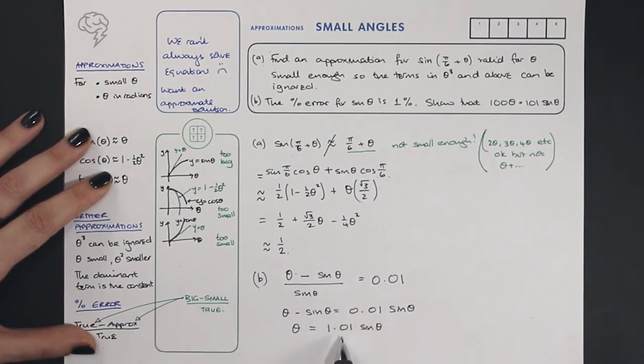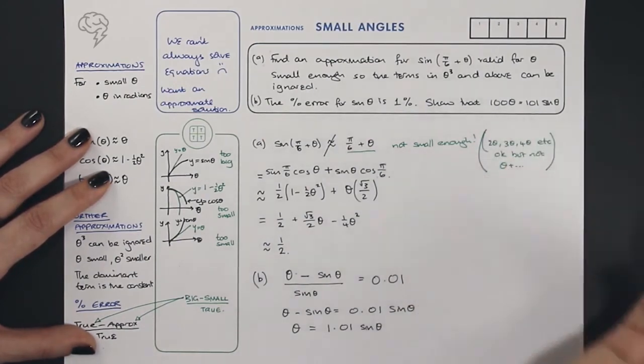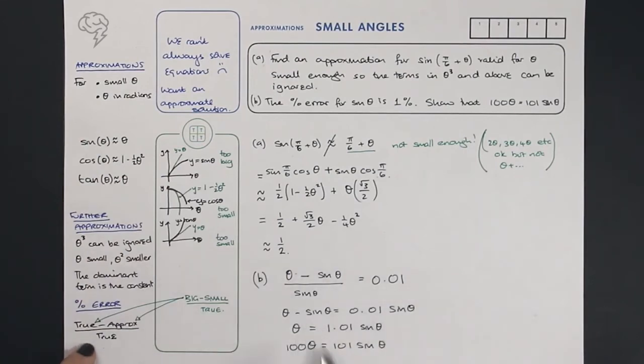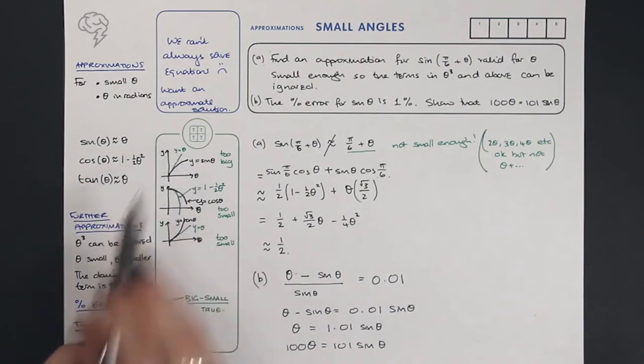Now, 1.01 is 101 over 100. So all I need to do now is multiply both sides by 100. And I get the result. So the only thing you needed to remember here was that to get my percentage error, I wanted the big one first, and the big one for sine is the approximation.